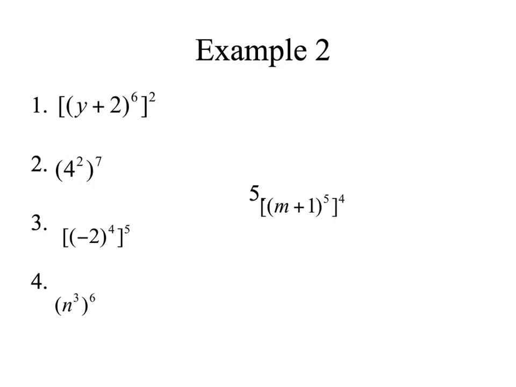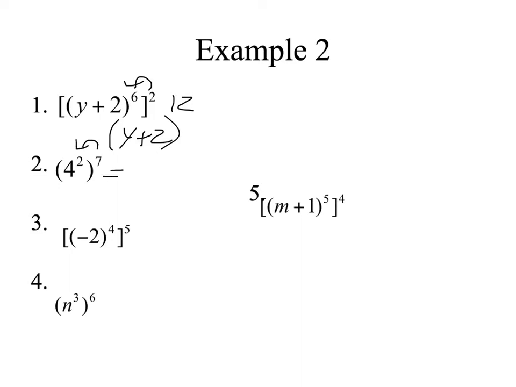So for the first one, take the exponent outside and multiply it to the exponent inside. Don't even worry about what your base is. That y plus 2 is your base. It's not going to change. It's going to stay y plus 2. So I get y plus 2 to the 12th power.